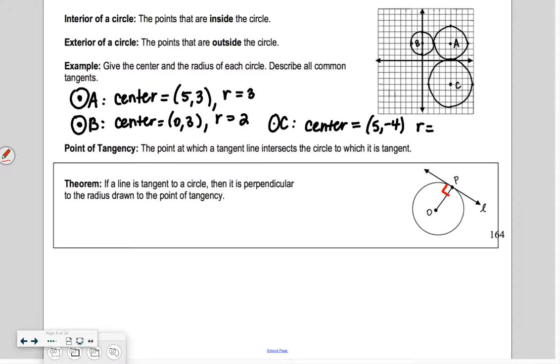So if a line is tangent to a circle, then it's going to be perpendicular to the radius drawn at the point of tangency. What do you think the point of tangency is? Where they cross, where it's touching that circle. Because remember, it touches in a single point. That's the point of tangency.